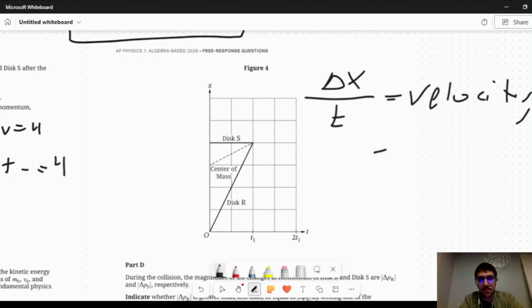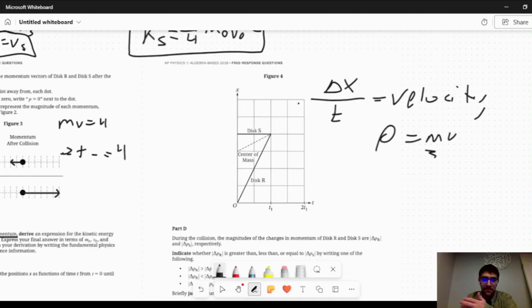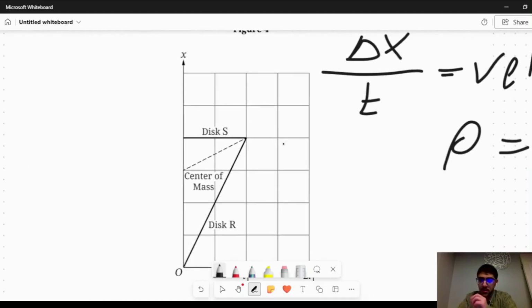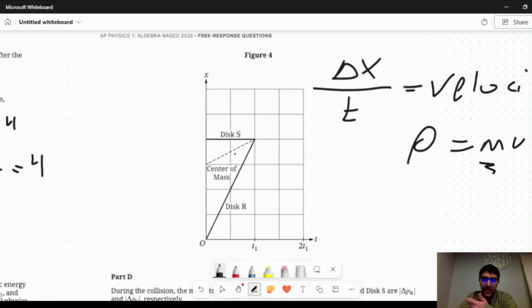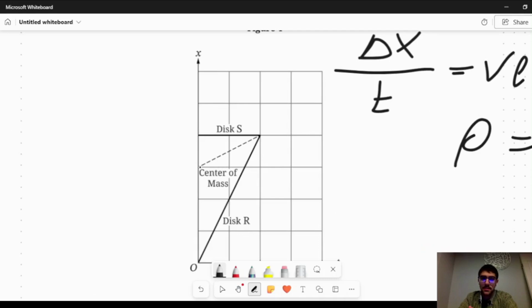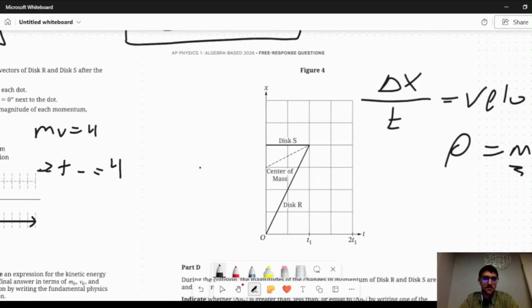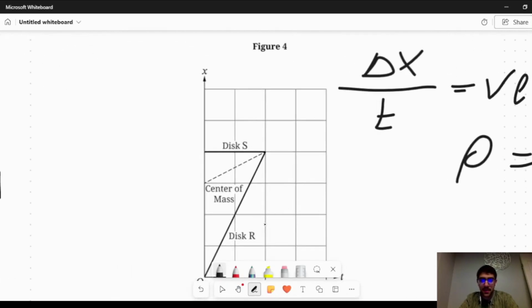And we can also remember that momentum is equal to mass times velocity, and we know that our mass never changes. So basically, our slope on this graph is directly proportional to our momentums. So the easiest one to start with is center of mass. Center of mass is of the two-object system, and as I explained before, the momentum does not change. The momentum is constant. So we're just continuing the same thing.